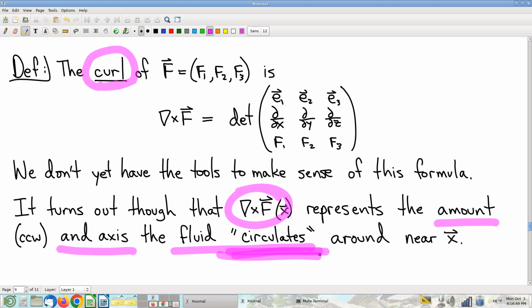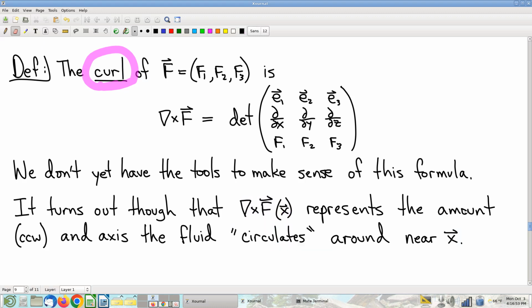So let me give you an example. Again, it'll be easier to see what I'm claiming when we see it in action.